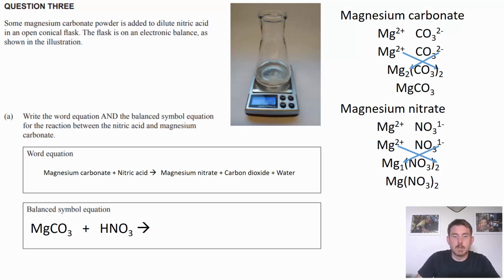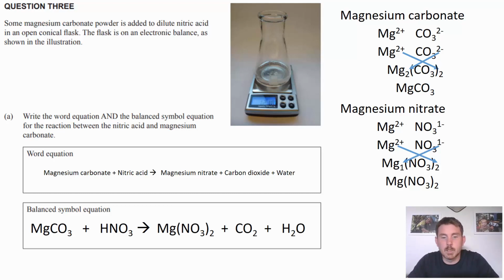Okay, so then we can write that formula in along with carbon dioxide and water, which I'd expect you to know. And then we need to balance the symbol equation. So starting from the left, we've got 1 magnesium, we've got 1 carbonate group, or 1 carbon I should say, and then 1 carbon over here. We've got 3 oxygens plus 3 is 6, and over here we've got 6 oxygens altogether in the 2 nitrate groups, plus 2 is 8, plus 1 is 9.